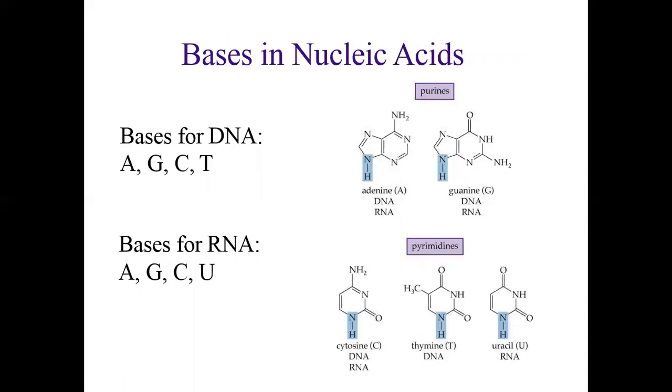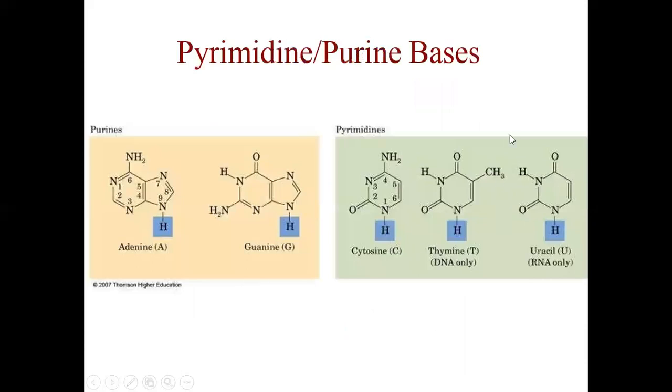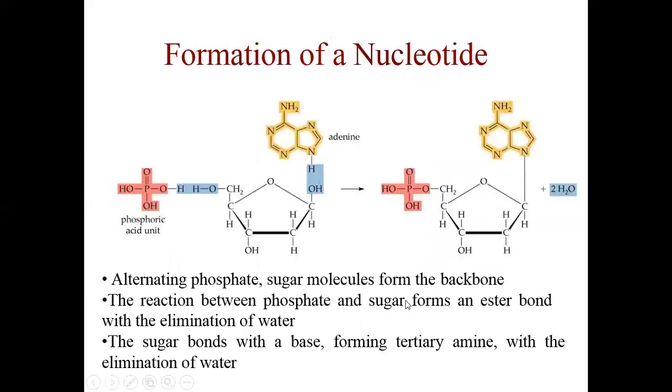There are 4 nitrogenous bases in the nucleic acid. These are classified into 2 groups: one is the purines, and the other is the pyrimidines. The purines are adenine and guanine, and the pyrimidines are cytosine, thymine, and uracil. DNA contains A, G, C, and T, and RNA contains A, G, C, and U. So these are the structures of pyrimidines and purines.